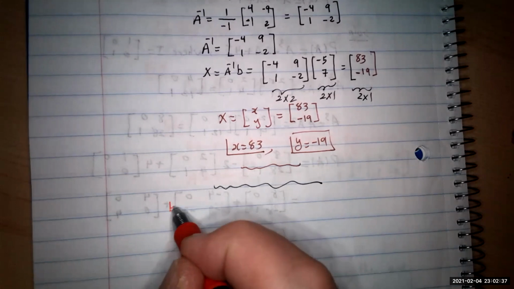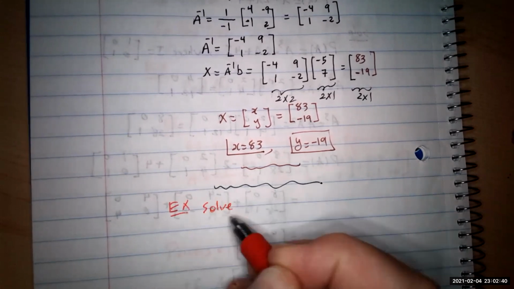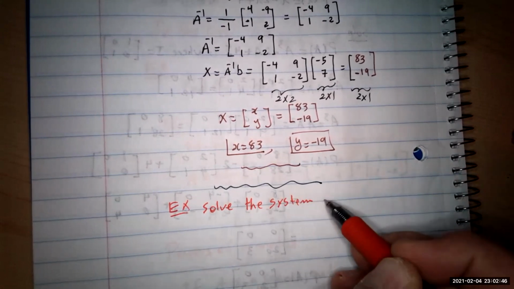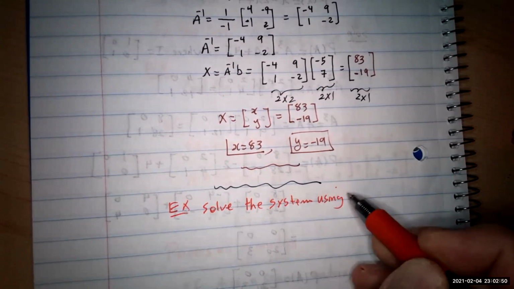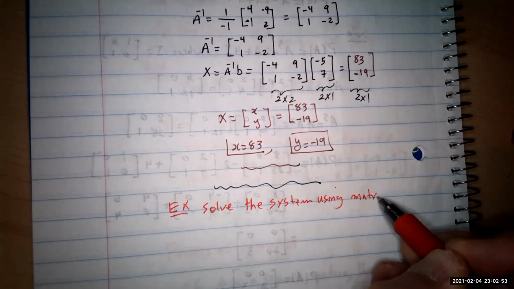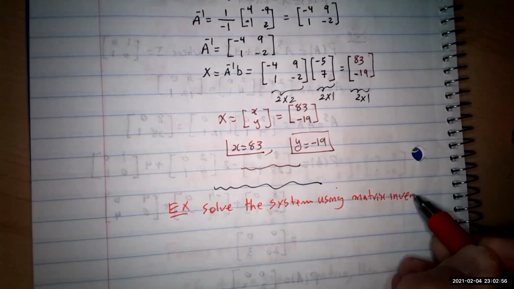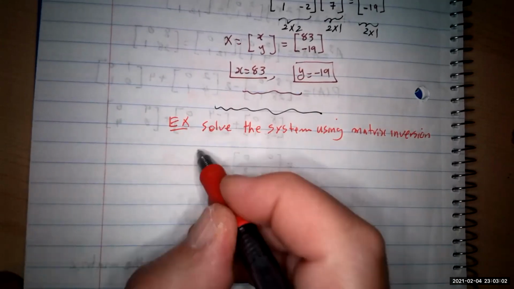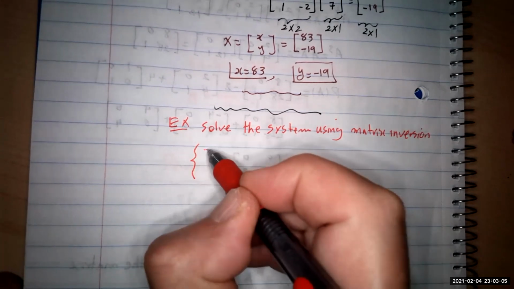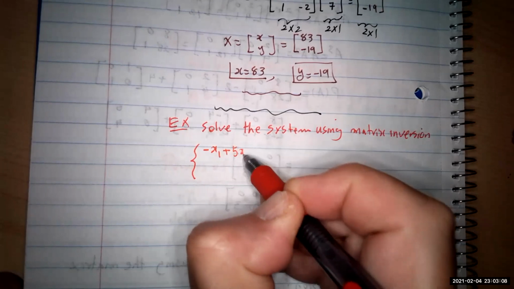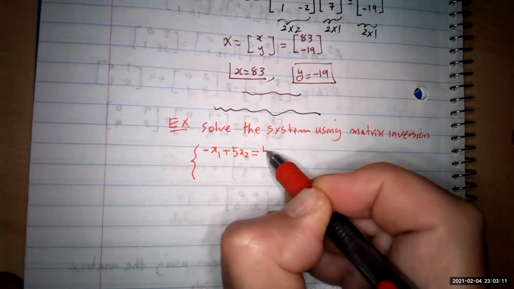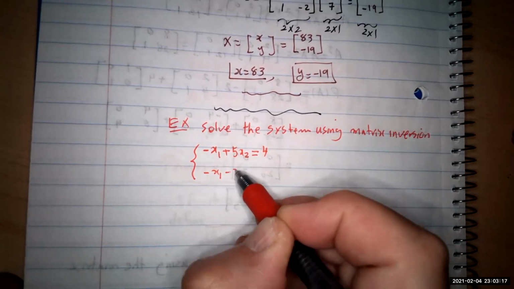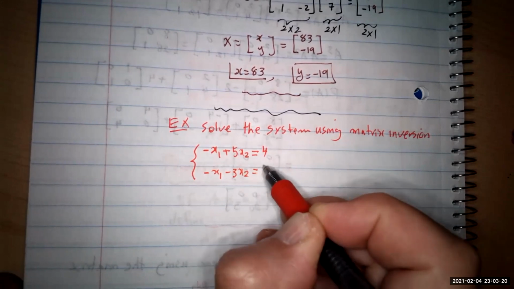Again, you want to solve the system using matrix inversion or the matrix form. So the system in question is this one. Negative x1 plus 5x2 is equal to 4, and negative x1 minus 3x2 is also equal to 1.